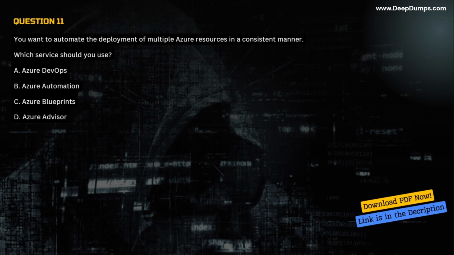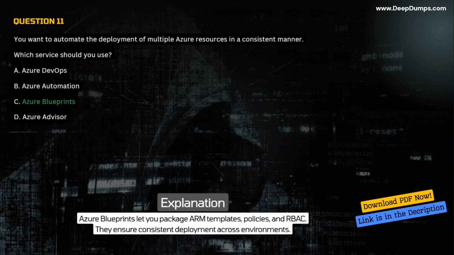Question 11. You want to automate the deployment of multiple Azure resources in a consistent manner. Which service should you use? A. Azure DevOps. B. Azure Automation. C. Azure Blueprints. D. Azure Advisor. Correct answer C. Azure Blueprints. Explanation. Azure Blueprints let you package ARM templates, policies, and RBAC. They ensure consistent deployment across environments.